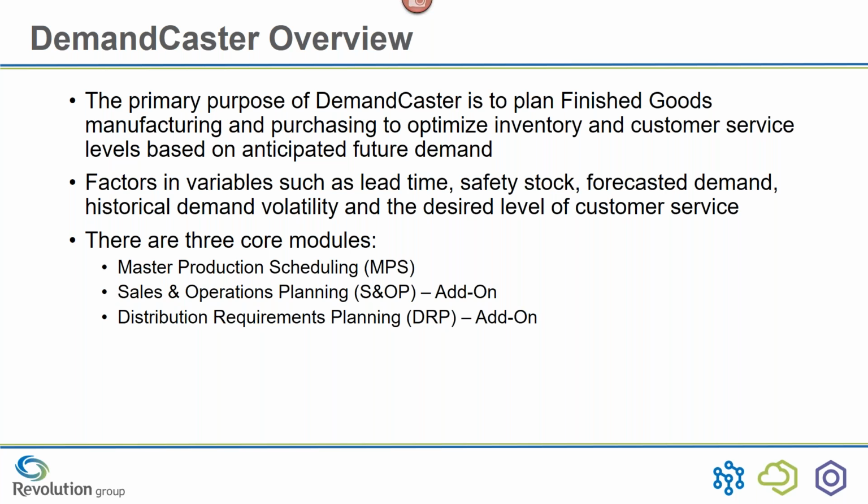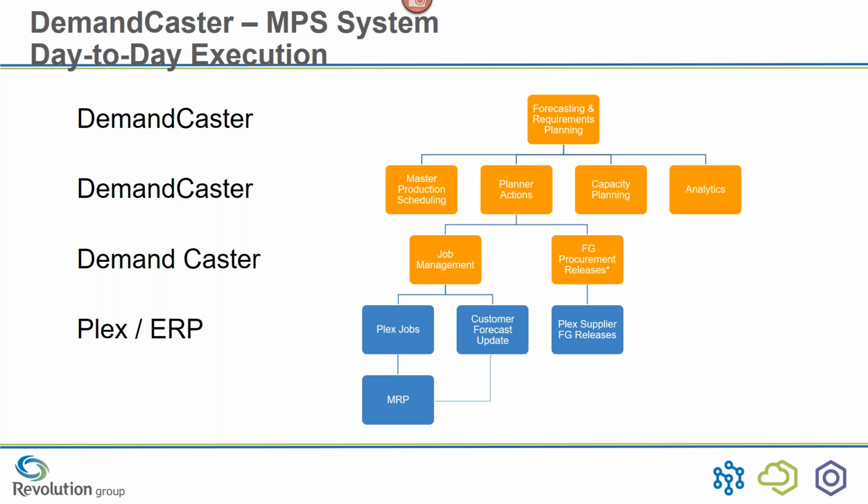There are three basic core modules. There's the master production scheduling, which is the foundation, the basis of DemandCaster. That is the required module if you're going to go on DemandCaster. And then on top of that, you can add on sales and operations planning and distribution requirements planning. I'll talk to each one of those in a moment.